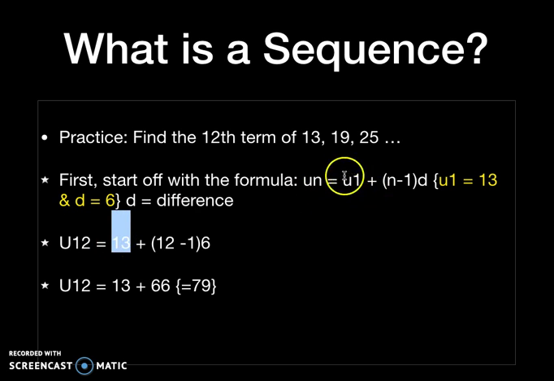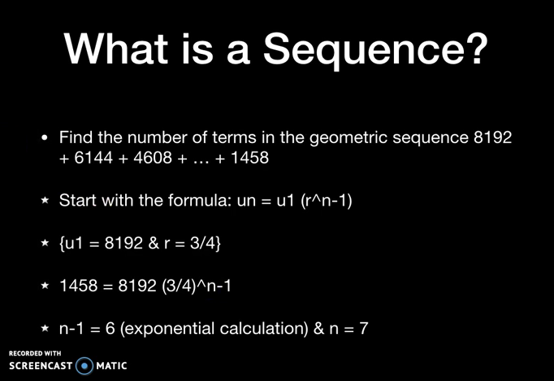I have 13 for my U1, as it says. Then I have another n position, where I insert the same 12. They give you the minus 1. And the difference part, we've already found, is 6, so I put in 6 right here. Then I just do some basic math, and I get 79. Pretty simple.